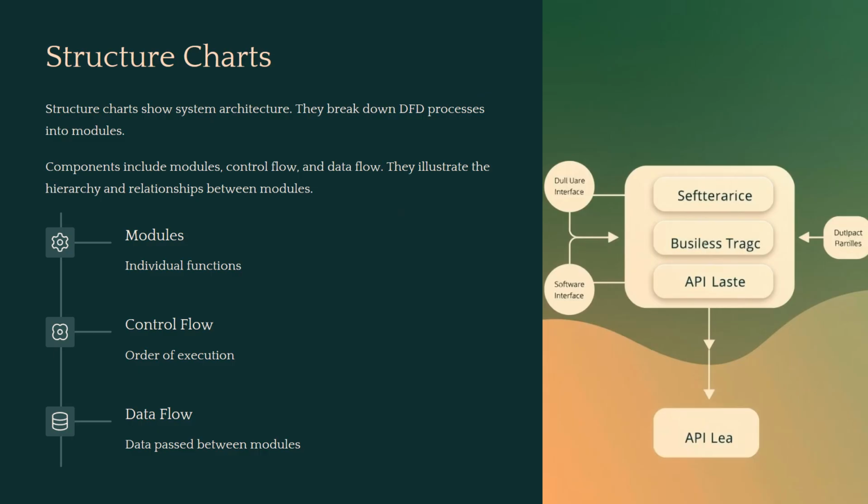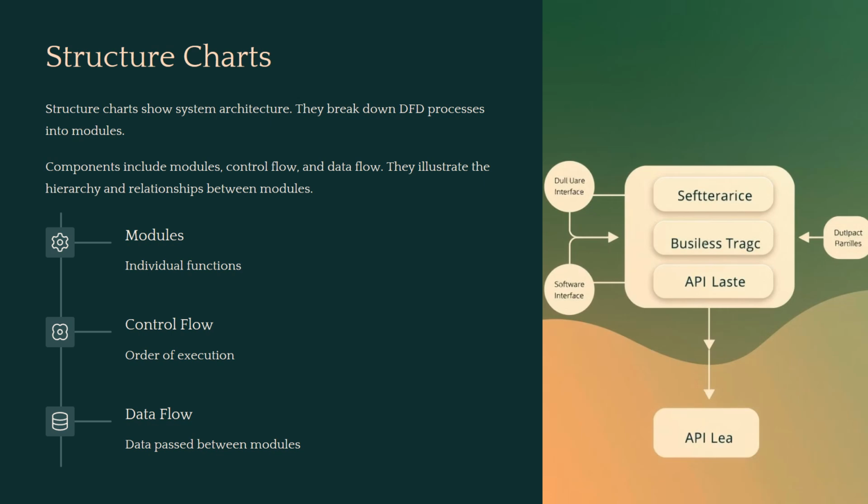Next thing is structured charts. Structured charts show system architecture. They break down DFD, data flow diagram, processes into modules. The entire data flow diagram is divided into individual modules. A module is nothing but a small part. Components include modules, control flow, and data flow. They illustrate the hierarchy and the relation between the modules.